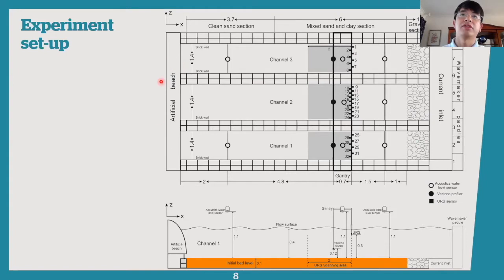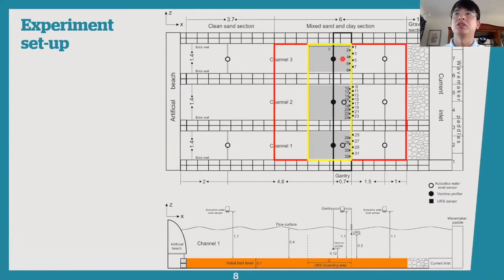At the downstream end, there was an artificial beach, which can reduce the wave reflections. In the middle area, there was a 6 meter long section mixed with sand and clay, in which there was a 2 meter long test area. In the upstream, there was a 1 meter long section filled with gravel, and downstream there was a clean sand section 3.7 meters long.